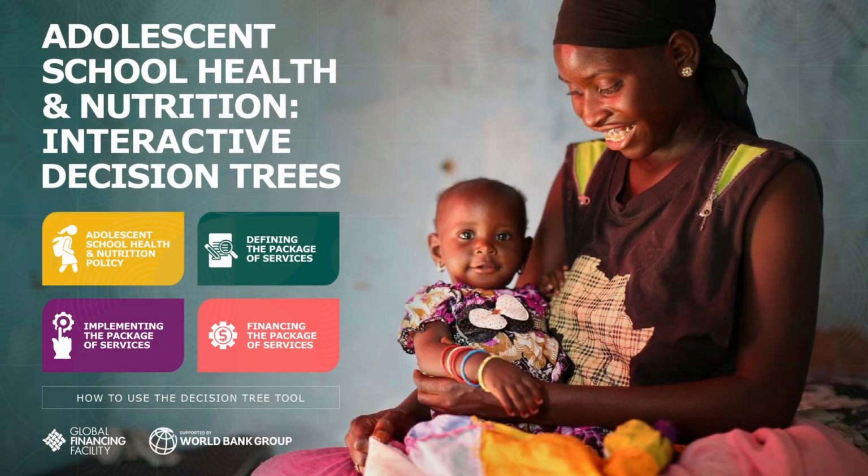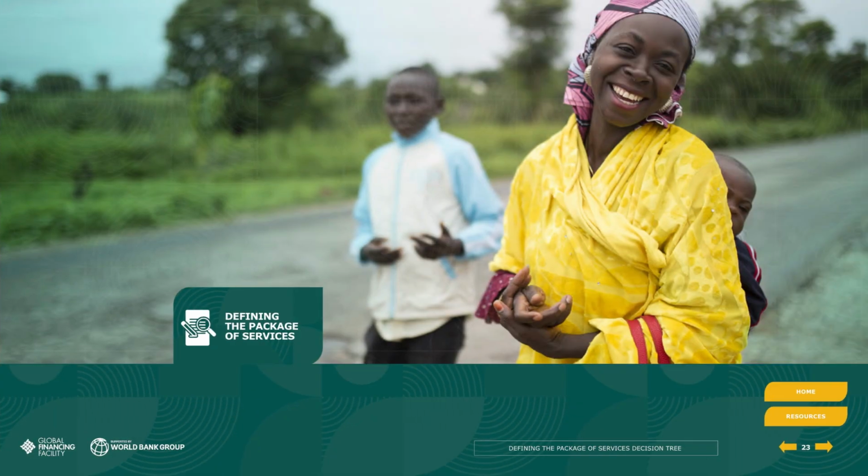For that, you use the second tool in the Adolescent School Health and Nutrition Interactive Decision Trees, Defining the Package of Services. With this tool, you cross-reference the second section of the tool in order to identify relevant interventions for adolescent secondary school students.